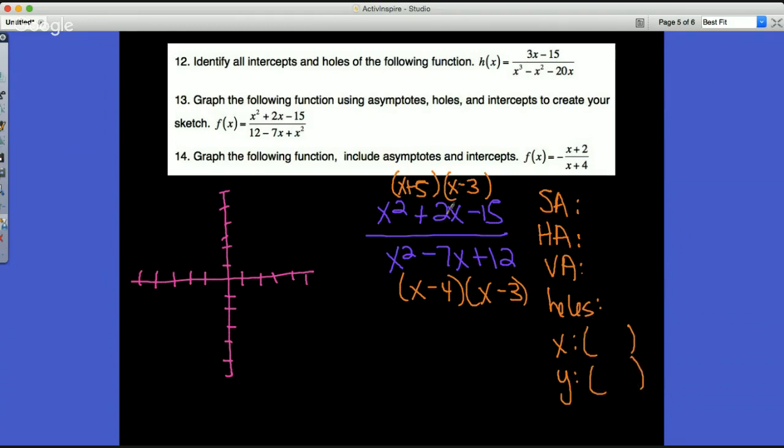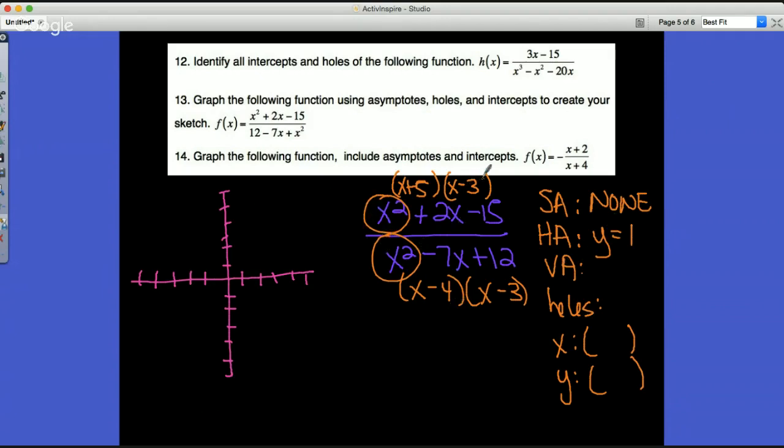Okay. Now, as I notice, the degree is the same at the top as it is at the bottom, so we have none for the slant. We do have 1 for the horizontal because when we divide, we get a value of 1. X squared over x squared is 1. If this was a 2, it would be 2, right? Because we have to include that there.